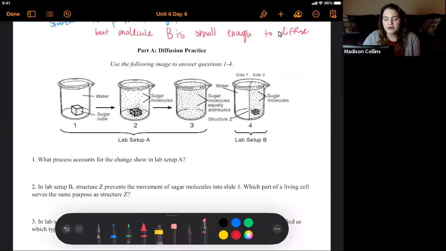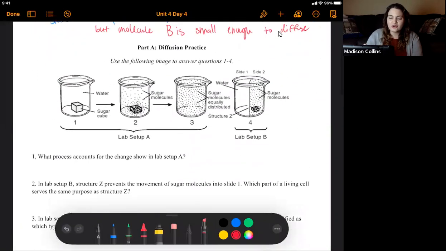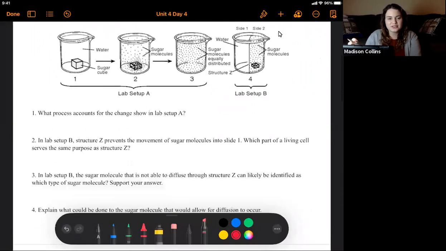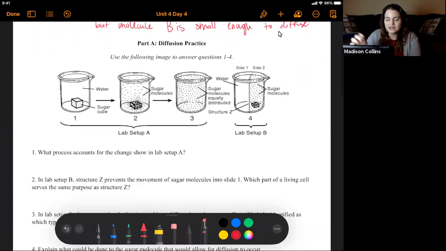All right, moving on to part A. You're going to use this picture that's given to answer questions 1 through 4. Okay, so in this picture, we see a sugar molecule or a sugar cube gradually dissolving, and those molecules are spreading out throughout the entire solution in this beaker. So the first question says, what process accounts for the change shown in lab setup A? So again, we see that this sugar cube is dissolving, and those molecules are being dispersed throughout the entire solution.